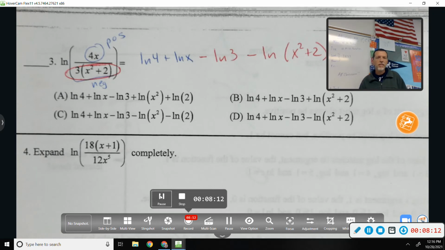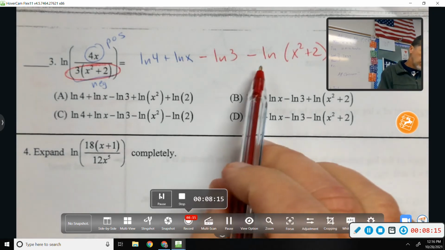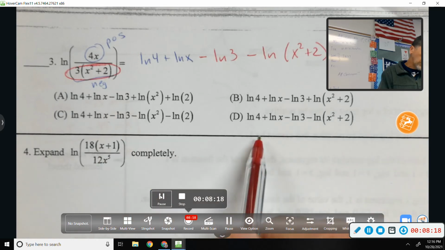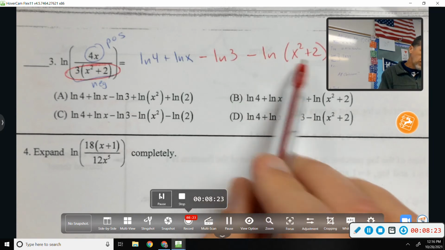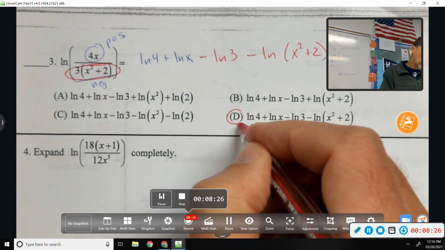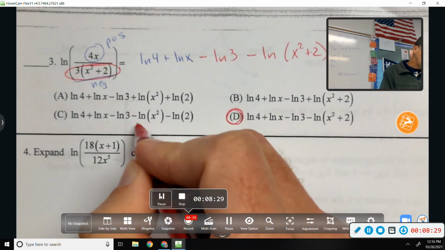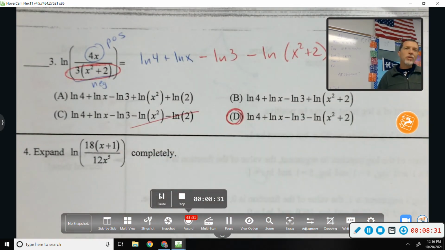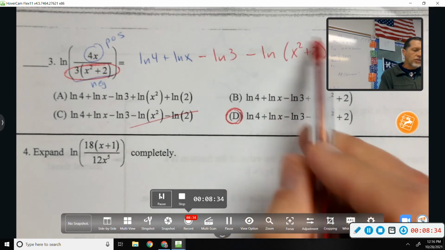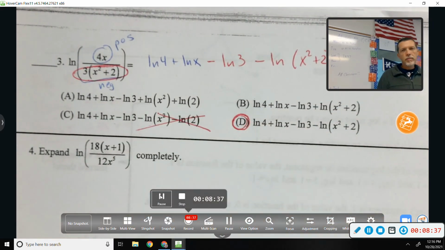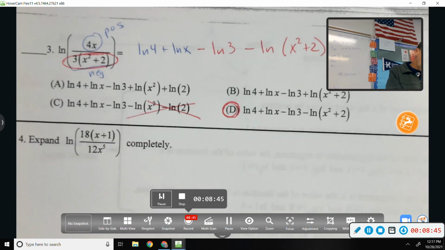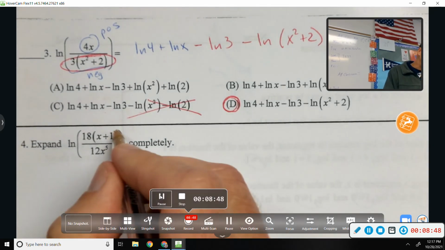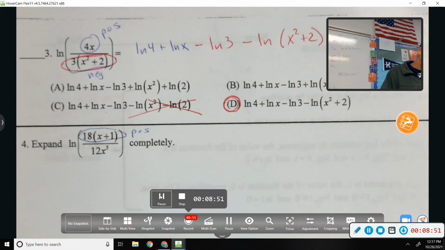So whichever one that is. 4 plus x, that's all of them, minus natural log 3, that's all of them, minus natural log x squared plus 2. Okay, it's not C because you can't distribute a log. I don't even want to draw it because you can't do that. Four is just about the same as 3.